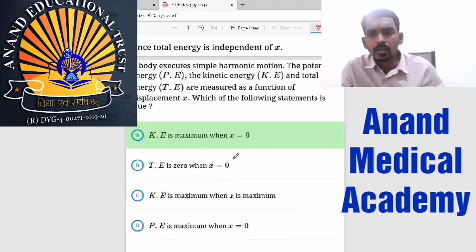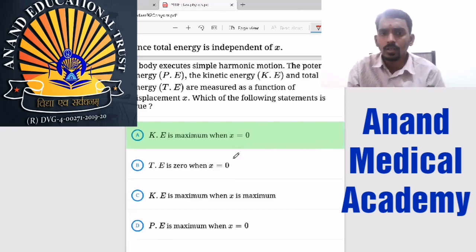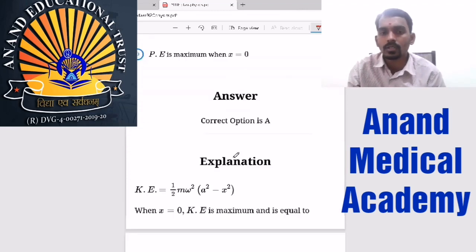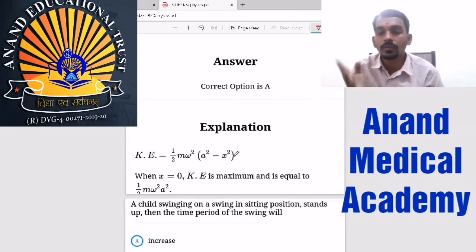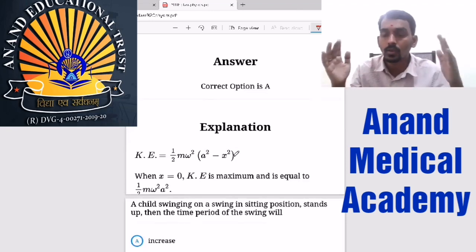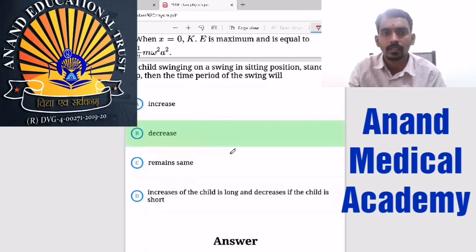Now here, a body executes simple harmonic motion; the potential energy, kinetic energy, and total, again the same thing as I said. So at what point kinetic energy is zero, at what point potential energy is minimum, how total energy will change: all the things you have studied, just a conceptual based question. And always remember that at the equilibrium position, velocity is maximum, so kinetic energy is maximum. At end positions, velocity is zero, so kinetic energy is minimum and potential energy is maximum.